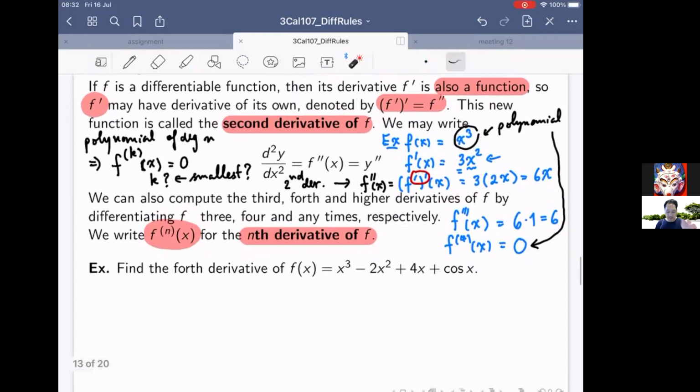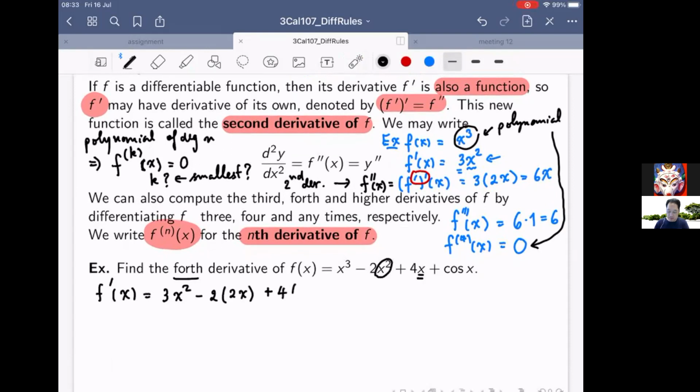For example, if you look at this function f of x equals x cubed minus x squared plus 4x plus cosine of x, and you want to find the fourth derivative, you need to do it one by one. First, you find the first derivative, which will be 3x squared minus 2x, since the derivative of x squared is 2x, plus 4, since the derivative of 4x is 4, and the derivative of cosine is negative sine. So this becomes 3x squared minus 2x plus 4 minus sine.